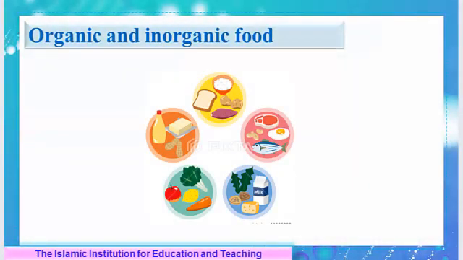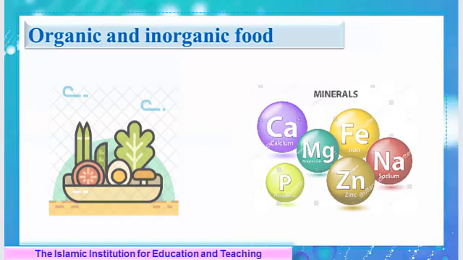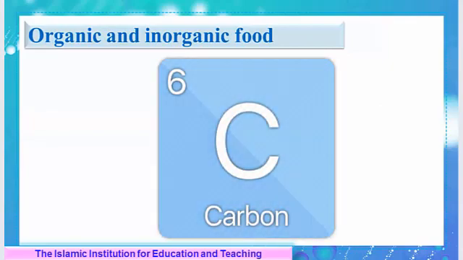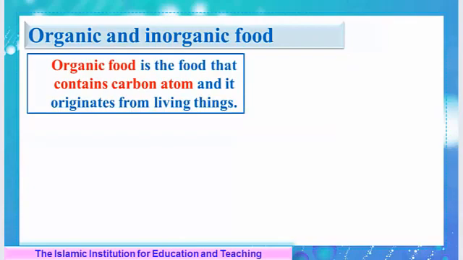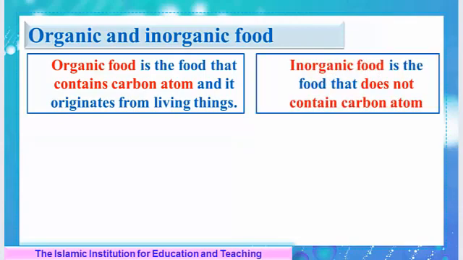The 5 constituents of food that we have seen can be classified into 2 main groups of food: organic and inorganic food, and that's according to the presence of carbon element. Organic food is the food that contains carbon atom, and it originates from living things like plants and animals. While inorganic food is the food that doesn't contain carbon atom.